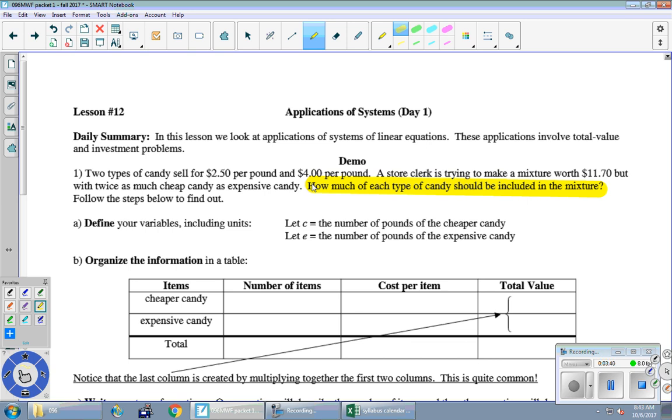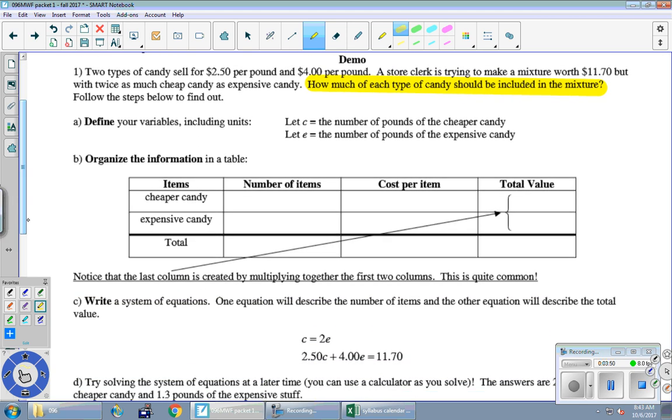Okay, so we've got our first of many charts today, so let's see if we can start filling this in. We'll begin with that middle blank column. It says cost per item, and in the first row here we've got cheaper candy. So we're just filling out the cost per, I guess it's not really item, but it's per pound in this example. So how much does the cheaper stuff cost per pound? $2.50. I'm just going to write that as 2.5.